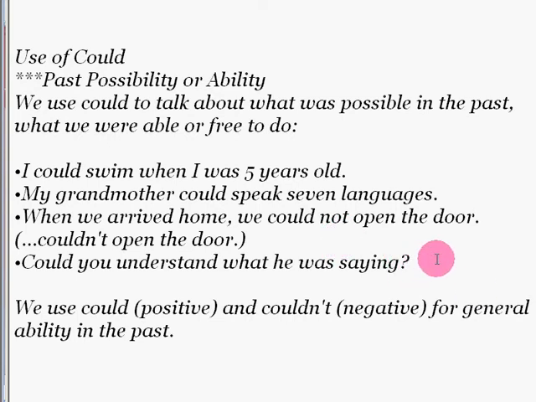And the last one, could you understand what he was saying? Okay, so this is a question sentence. And of course, the speaker was talking about what the other person said, and if another person can or could understand what he said. Okay? Now, we use could for positive sentences and could not for negative sentences, for general ability in the past.